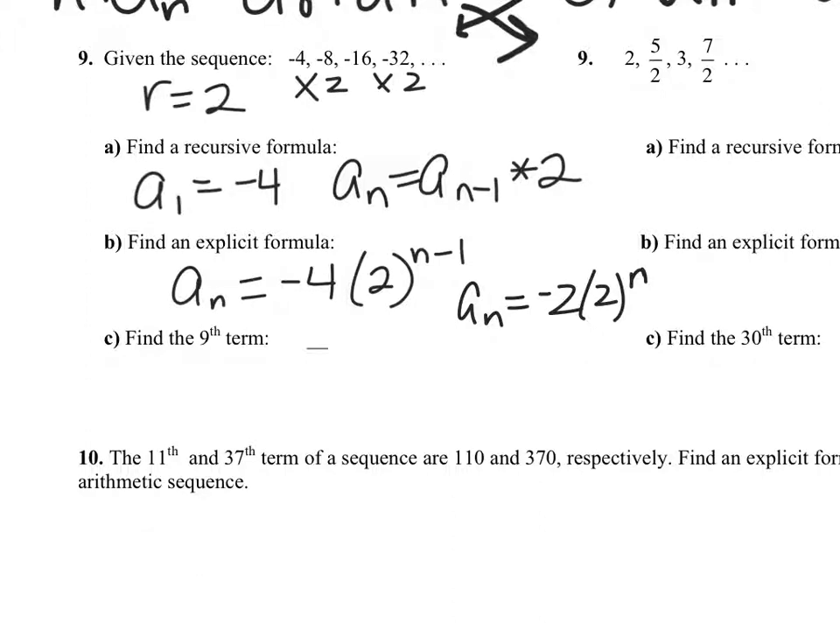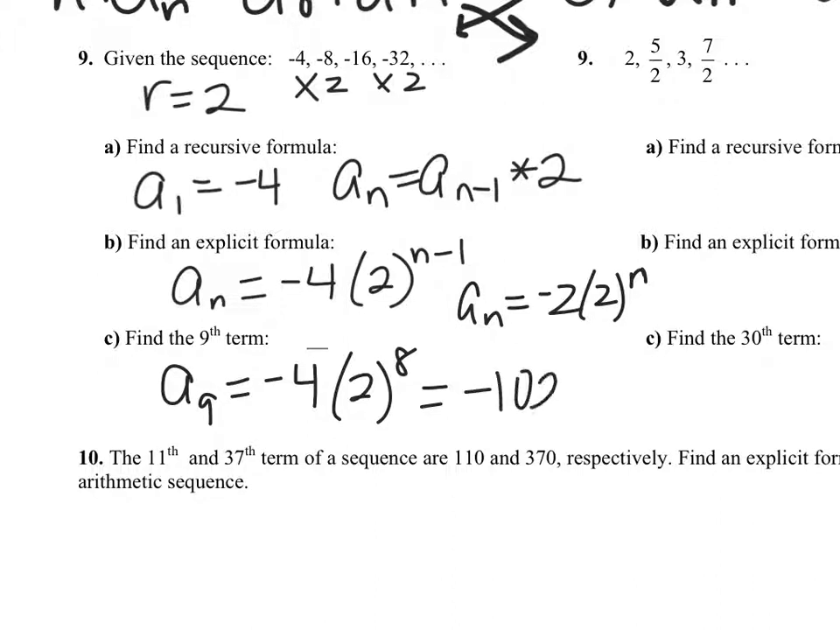Okay, and then find the 9th term. You would just plug in 9. So a sub 9 equals -4 times 2 to the 8th power. And then you go to your calculator and you get, anyone do it? -1024? Yeah. Perfect. -1024.